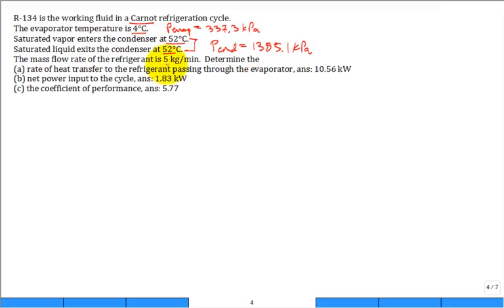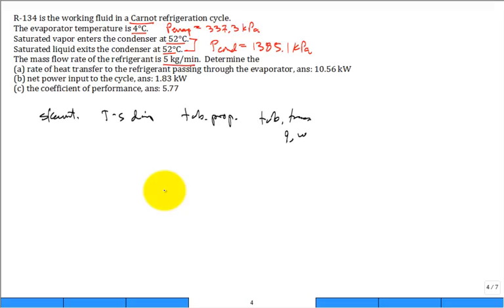The mass flow rate is given, m dot of 5 kilograms per minute. Determine the rate of heat transfer to the refrigerant passing through the evaporator. That's part A. So the first thing you do is a schematic, right? Then do the TS diagram, which we did and hopefully you have in your notes. What's the next thing you do in the strategy for solving parts A, B, C? Get a table of properties. Then the next one, a table of transfers. Get the table of the Q's and the W's.